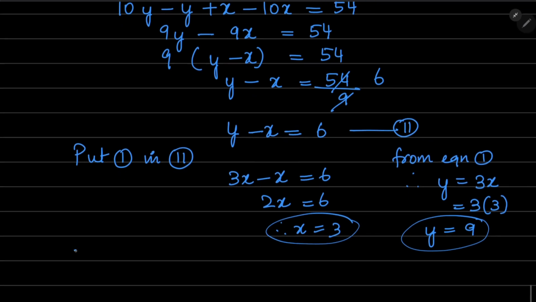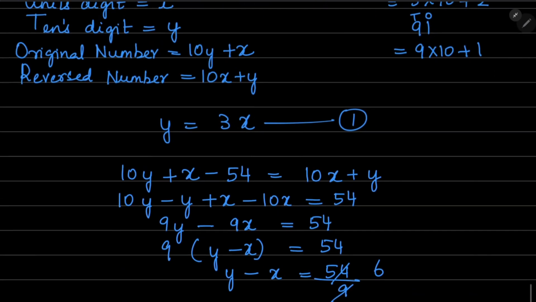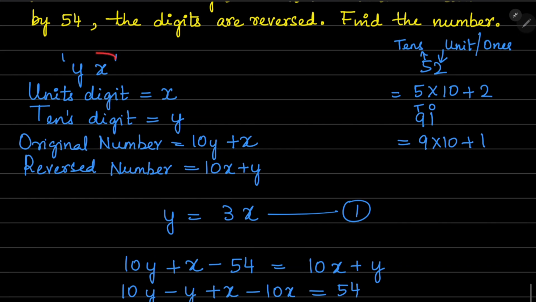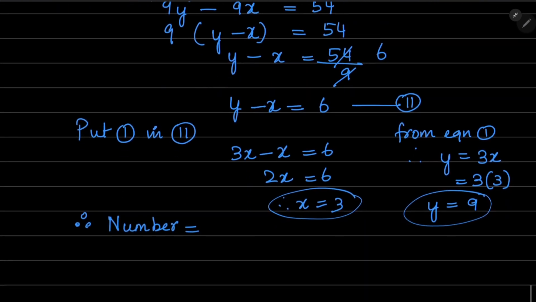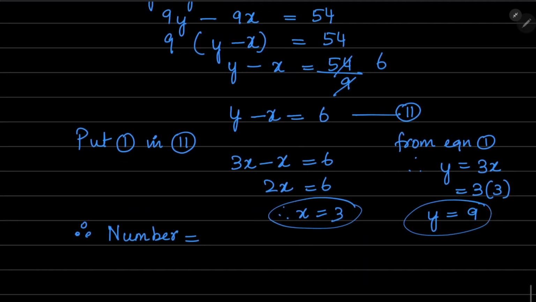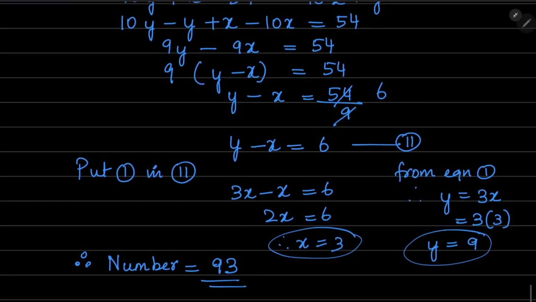So what is the number? What was the number that we assumed? It is yx, isn't it? So what is your y? y is 9 and x is 3. 93 is your final number. Okay, so this is how you have to do it. Is it clear?